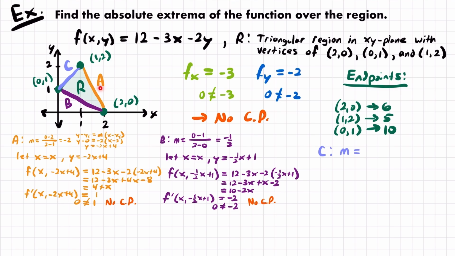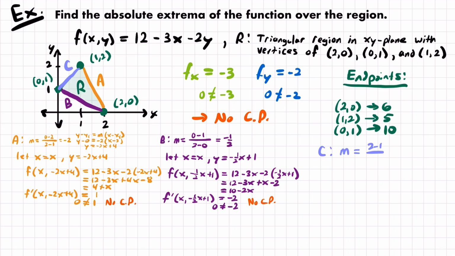Again, if you have a good graph like mine, you could just count the slope. You can see here that the rise is 1 and the run is 1, so you have 1 divided by 1. The slope is 1, but if you'd rather just calculate it, we're going to use these 2 points. So take 2 minus 1 for the numerator.